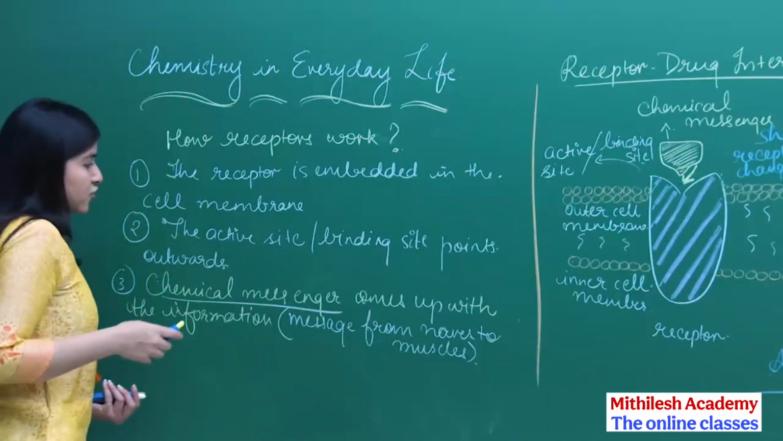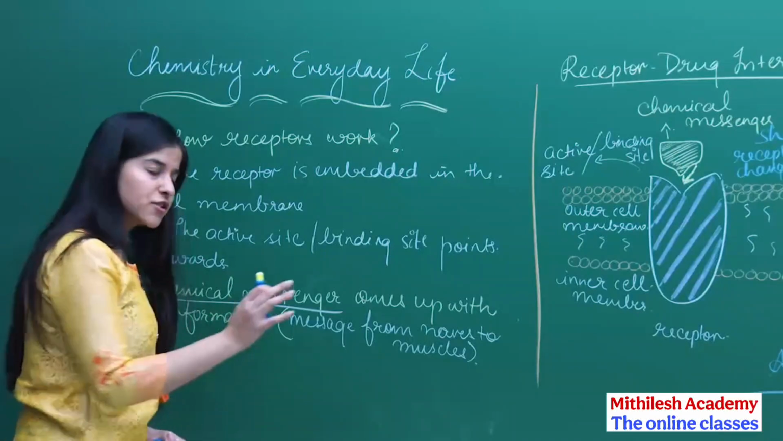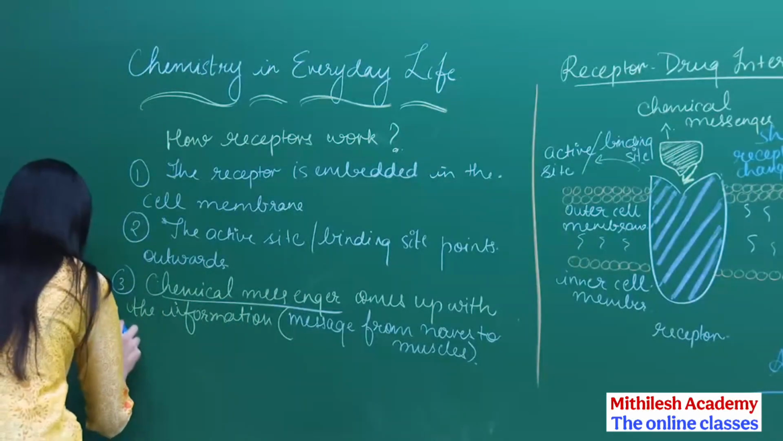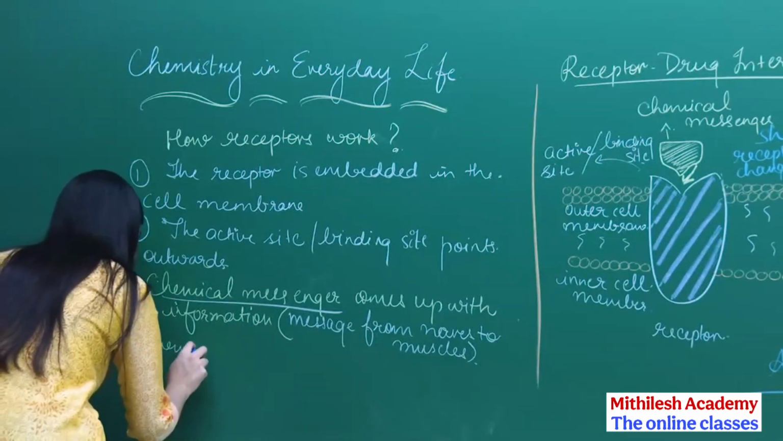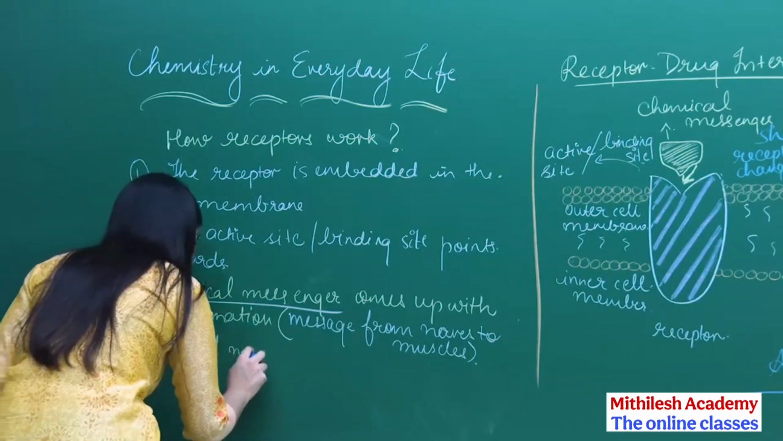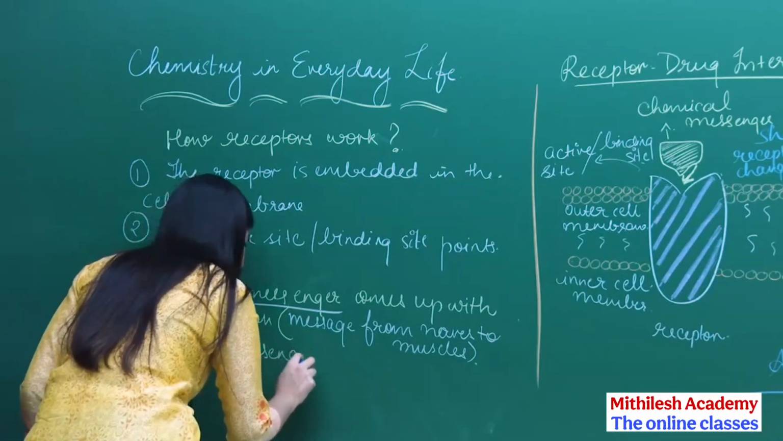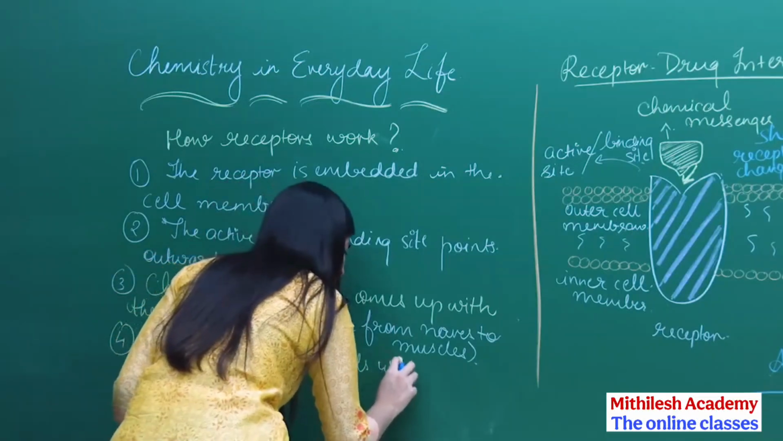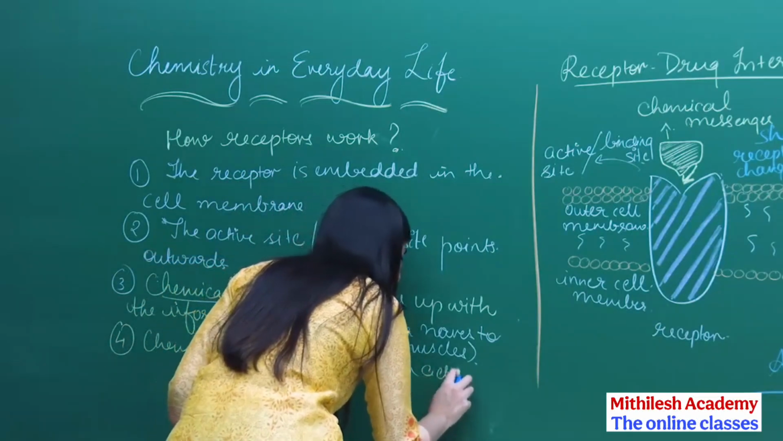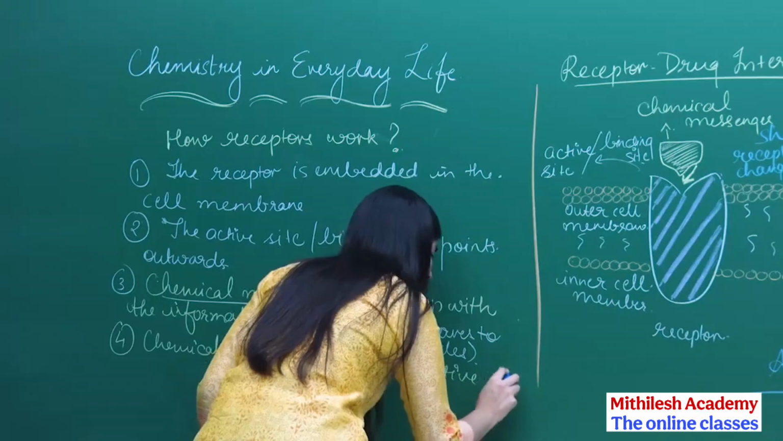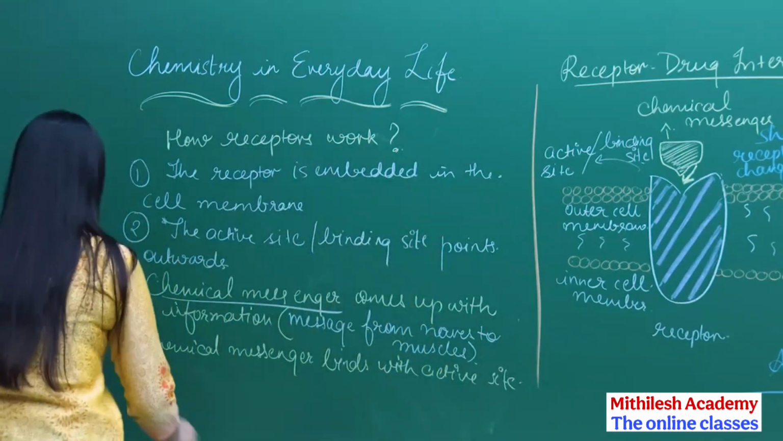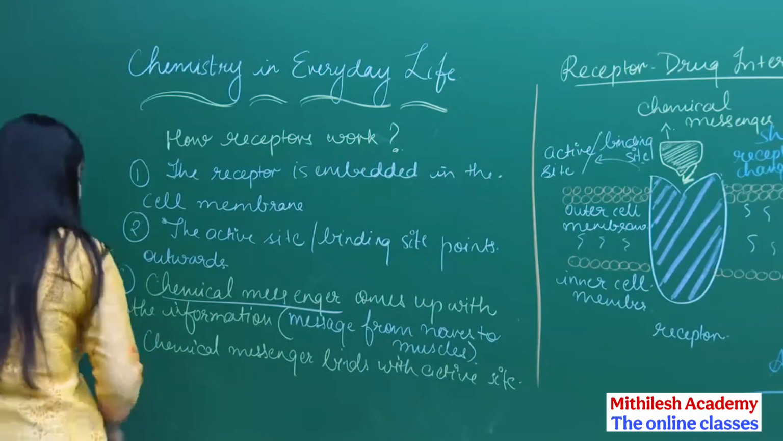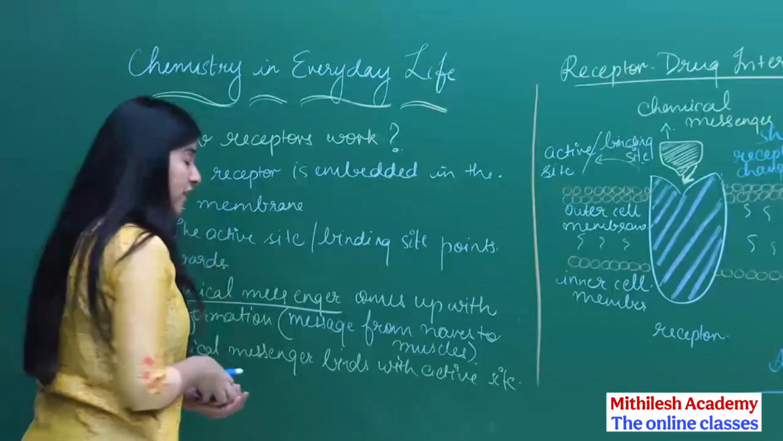Now the chemical messenger comes up and attaches onto the active site. So here the chemical messenger binds with the active site. Next would be the shape of the active site then changes.